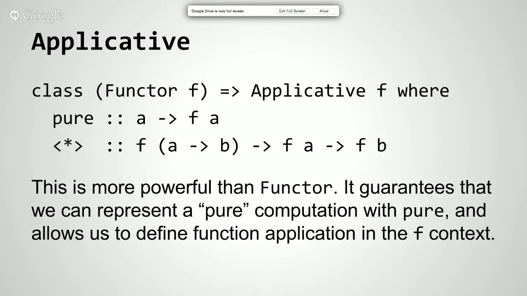So yeah, we'll call it a snowflake. Snowflake takes a function A to B in an F context and an F A. So it takes a function and a value in an F context, and it produces a return value in an F context. It's more powerful than functor because it gives us things like the representation of pure computation, but it also lets us define function application within the F context.